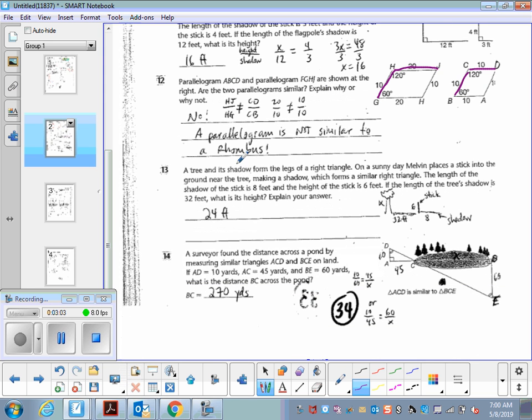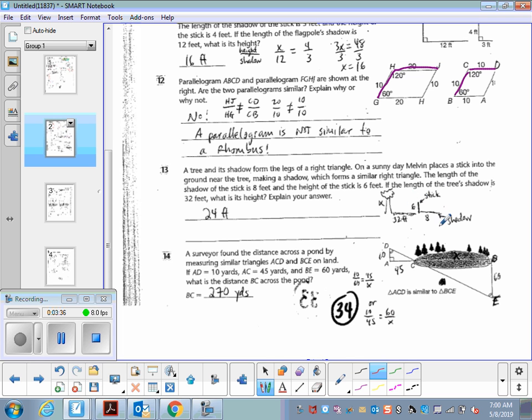All right, for number 13, I've got a picture here for you to kind of walk you through this word problem. We have a tree and its shadow form the legs of a right triangle. So what it's saying is kind of in here, if we draw, there'd be a right triangle right there. All right, and kind of similar to this first problem, we have a stick with a shadow. And it looks like the length of the shadow of the stick is 8 feet, so I've got an 8 here. The height of the stick is 6 feet, so that's why you see a 6 here. And we're also told that the shadow that the tree has is 32 feet.